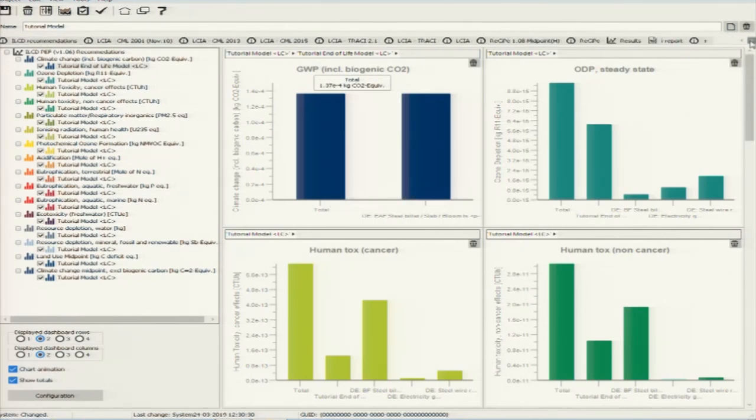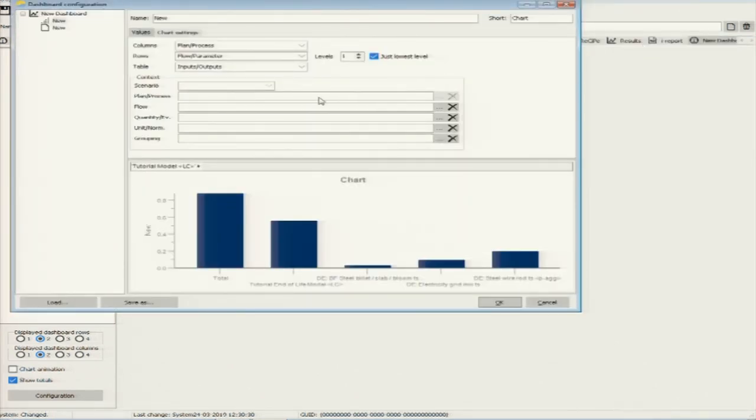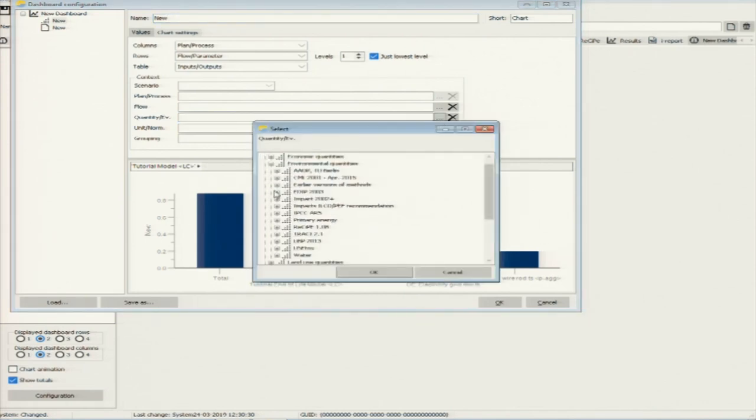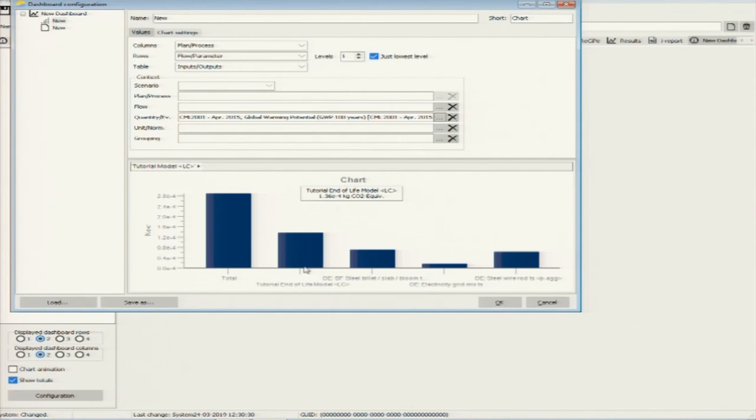Also, we can make our own dashboard. If I go to plus sign here and click, it is asking to make a new dashboard. In a new dashboard, I can change some specific requirements which I need. So I can name the new dashboard here. I can put some name here. In this case, let me say, change the quantity. In quantity, I'll go to environmental quantities. I just need to work on the global warming potential. So I'll go to CML 2001 global warming potential for 100 years. Okay. So it is showing a chart for that. So here also I can copy and paste the information. Okay. So we can build our own dashboard.